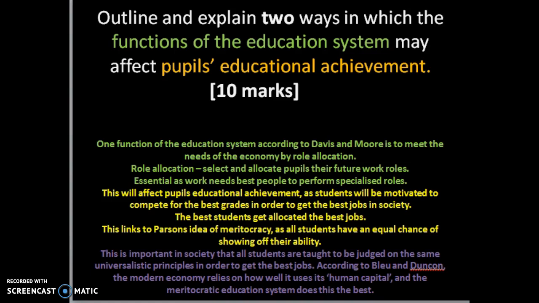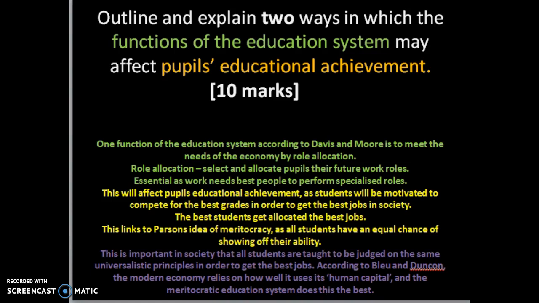Logically, don't be chucking in concepts and then not explain what they mean. So role allocation is to select and allocate pupils for their future work roles. This is essential because we want the best people to perform the specialist roles, and Davis and Moore do identify that you don't really want people being brain surgeons or pilots if they're not adequately skilled to do so. Now, this is where I've started to link it to educational achievement, because all students will be motivated to compete for the best grades to get those best jobs in that idea of role allocation.